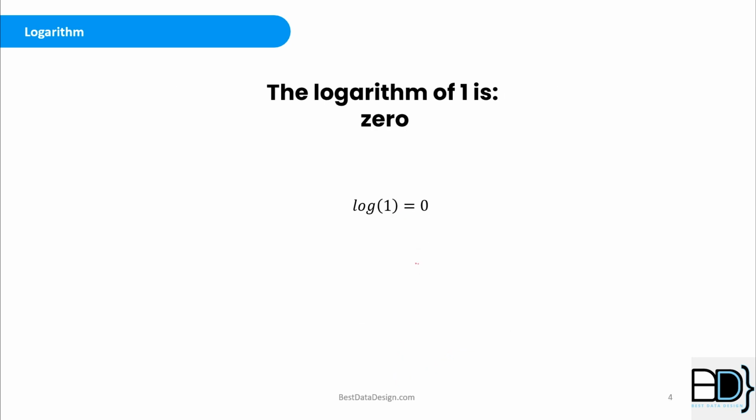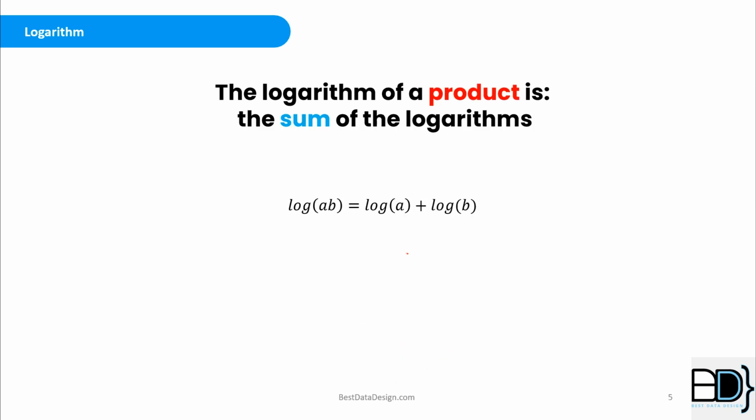Okay. Next, the log of 1 is 0. The log of a product is the sum of the logs. So when we multiply two elements, we just calculate the log of A plus the log of B. For example, the log of 2 multiplied by 3 is equal to the log of 2 plus log 3, which is equal to 0.7.